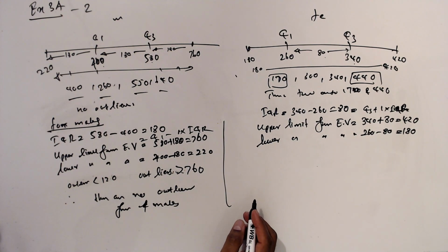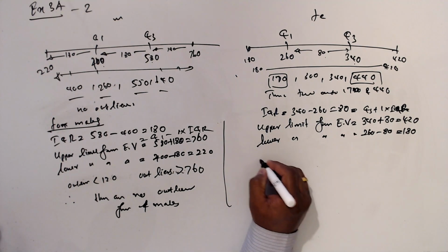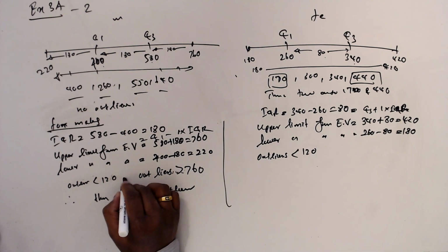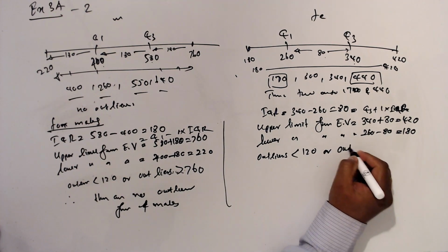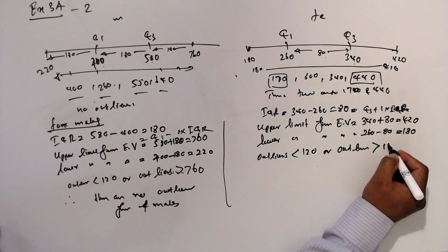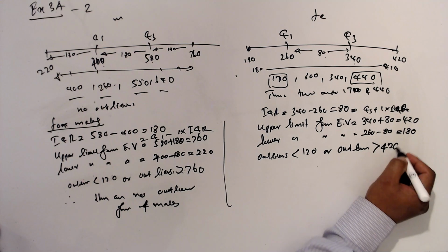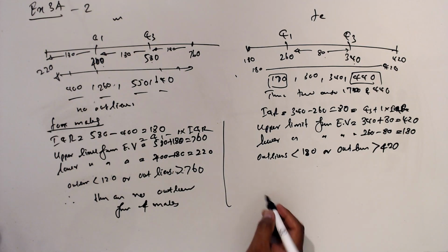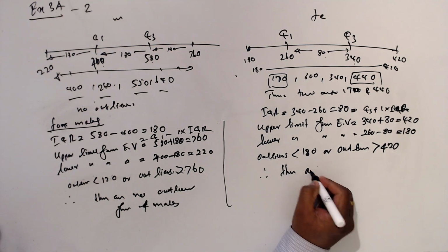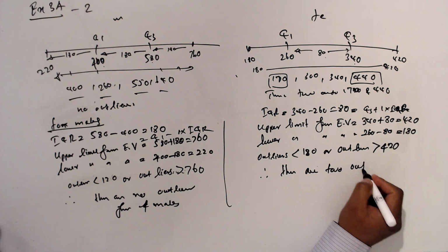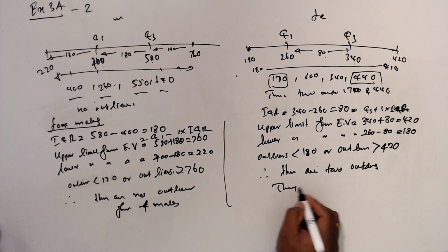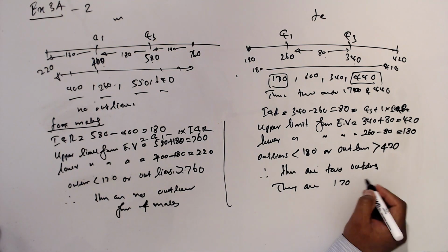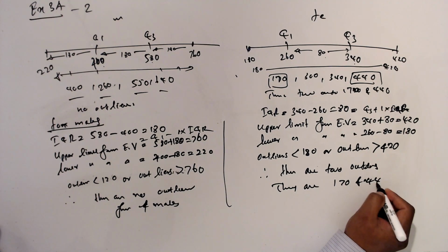Now, so outliers are either less than 180 or greater than 420. Hence, there are two outliers. They are 170 and 440.